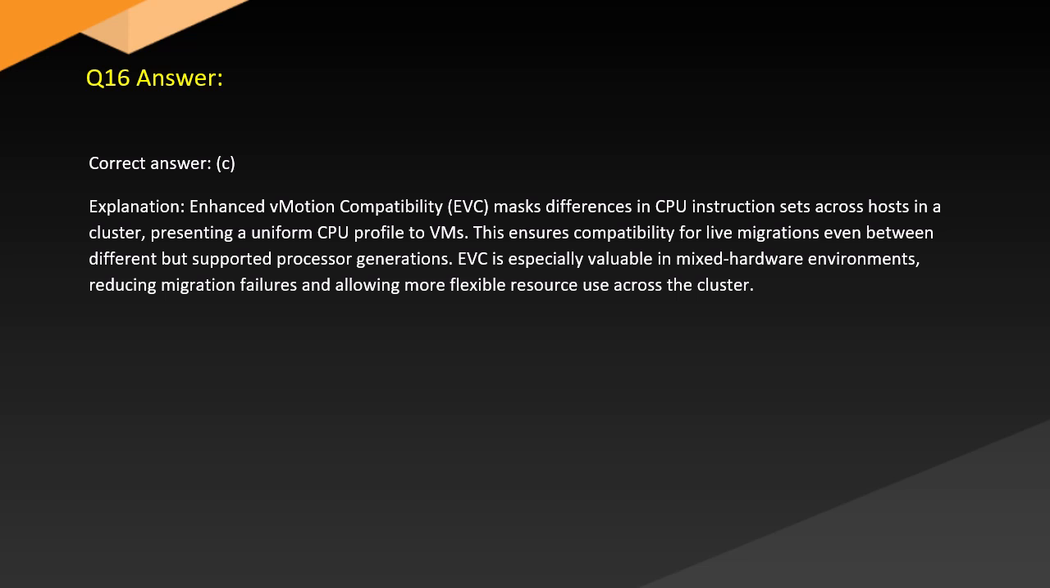Answer. Correct answer. C. Explanation. Enhanced vMotion compatibility (EVC) masks differences in CPU instruction sets across hosts in a cluster, presenting a uniform CPU profile to VMs. This ensures compatibility for live migrations even between different but supported processor generations. EVC is especially valuable in mixed hardware environments, reducing migration failures and allowing more flexible resource use across the cluster.